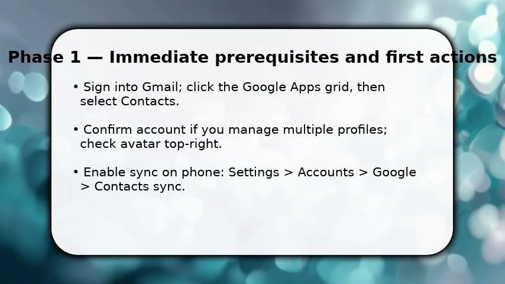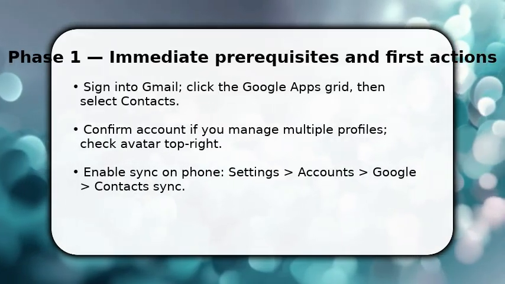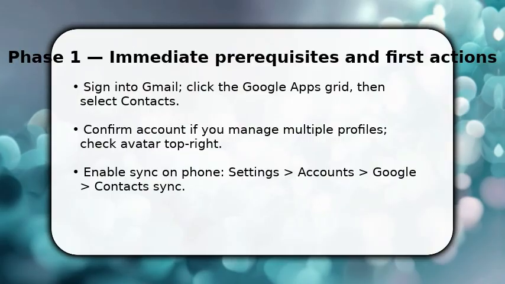You start by opening Gmail and selecting contacts from the Google Apps grid. This gives you the dedicated interface to manage people.